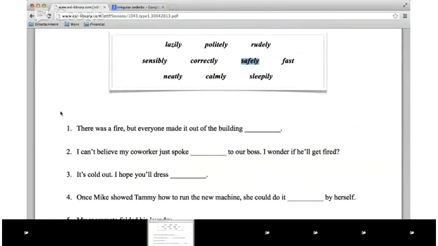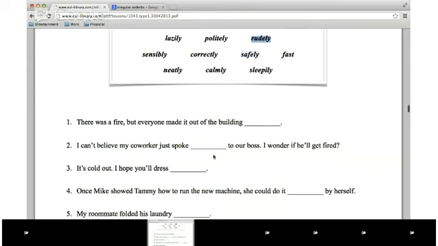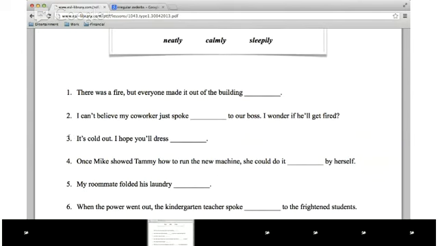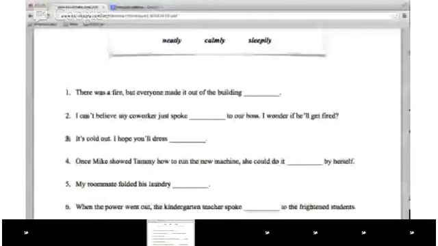I can't believe my co-worker just spoke rudely to our boss. I wonder if he will get fired. Good. Yeah, rudely to our boss. Okay. Great job, Mina. Let's go to number three.